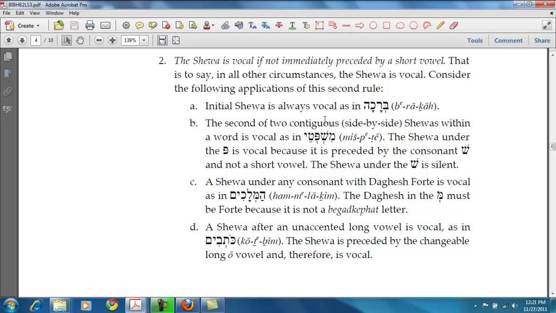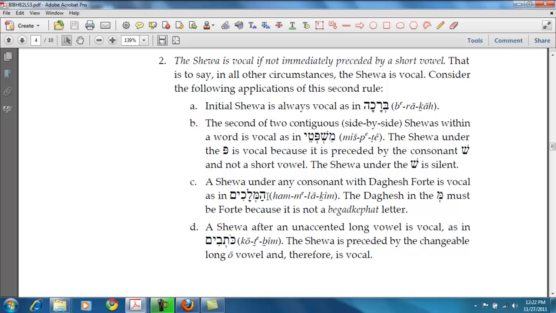B, the second of two side by side within a word, like in mishpatei: the Shava under the pei is vocal because it is preceded by the consonant shin. So you have a closed syllable here, and then this one begins a new syllable. The first one does the walking, the second one does the talking.